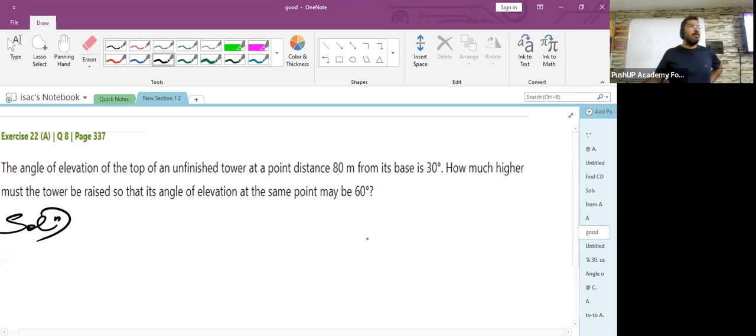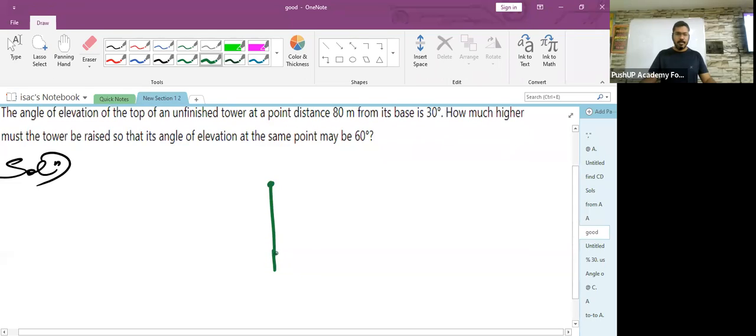The angle of elevation of the top of an unfinished tower. All right. So children, they are trying to say that there is some tower construction going on and the work is not yet over. So you can expect some more construction to happen on the tower after some time. So this is the unfinished tower, which I am showing you with this line segment AB.